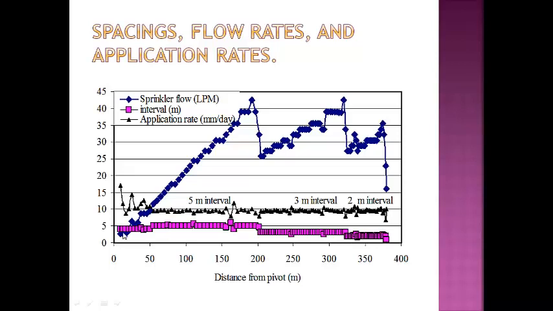So you can see that for the 5-meter interval, they keep using larger and larger nozzles, and so they're getting a relatively uniform application rate. This line is the application rate. So you can see that even though the pivot's traveling faster, farther out from the pivot point, because it's using larger and larger nozzles, the application rate stays the same.